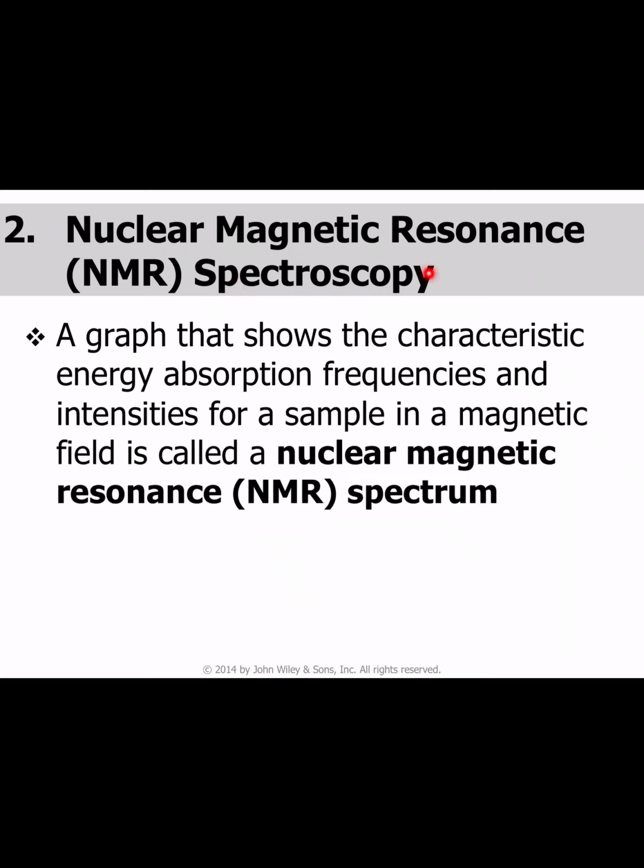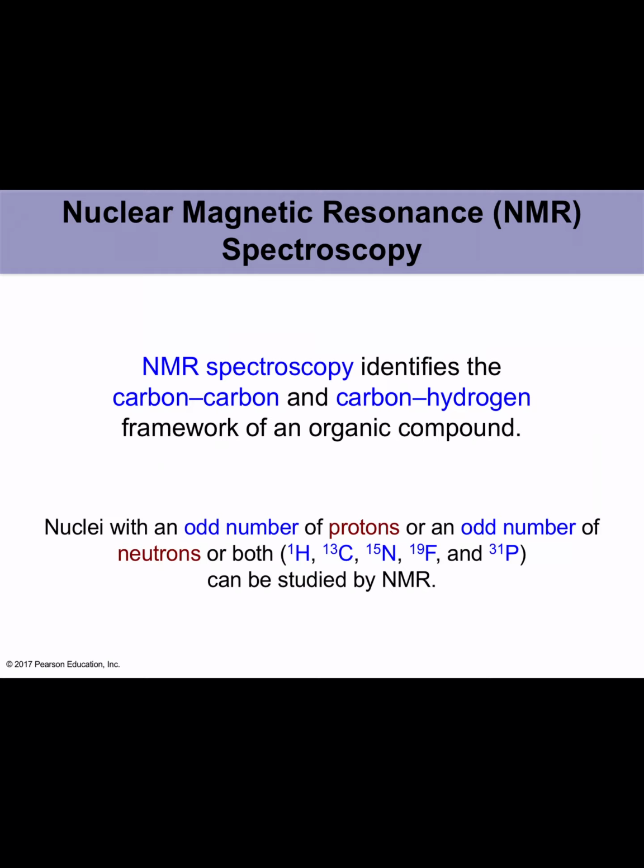So what is this nuclear magnetic resonance spectroscopy, NMR? Normally, if you run a sample of NMR, you're going to get a graph. And this graph shows the characteristic energy absorption frequencies and intensities for a sample in a magnetic field. And that is called a nuclear magnetic resonance spectrum. So in a nuclear magnetic resonance spectrum, we can identify the carbon-carbon and carbon-hydrogen framework of an organic compound.